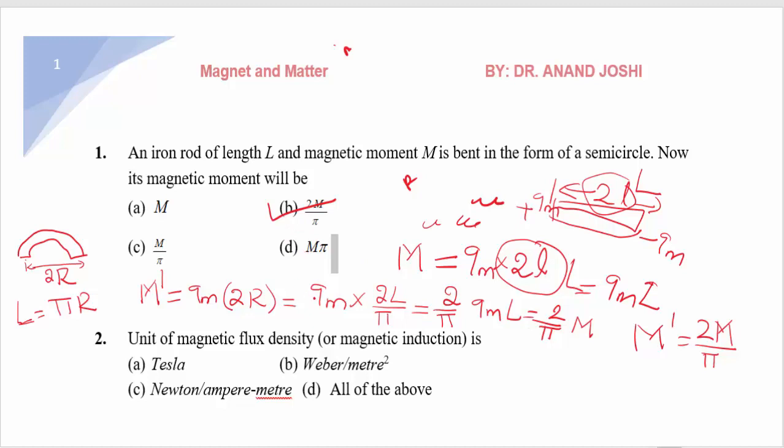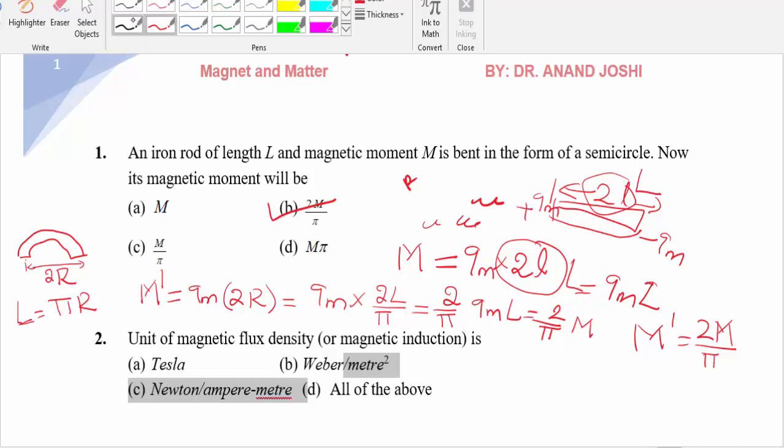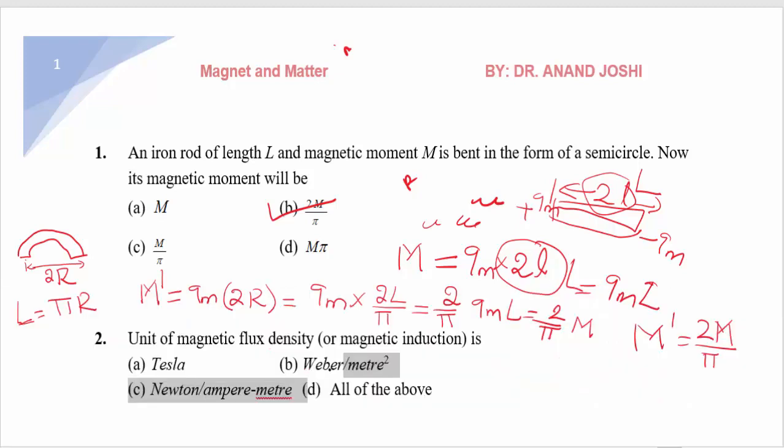So next question is, unit of magnetic flux density B. Do you know what is the unit of magnetic flux density? Tesla is correct. Weber per meter square is also correct, and Newton per ampere meter is also correct. So the option will be all of the above. All three options are correct.